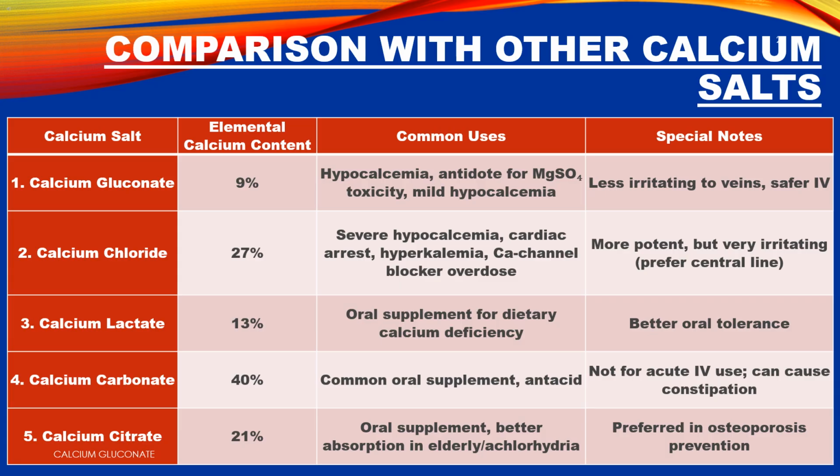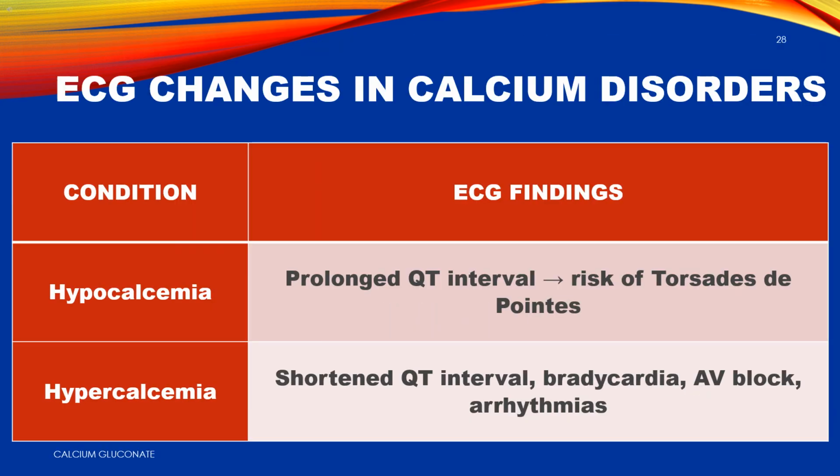5. Calcium citrate. Elemental calcium content, 21%. Common uses: oral supplement, particularly beneficial for elderly patients or those with achlorhydria, low stomach acid. Special notes: preferred in osteoporosis prevention due to better absorption in certain patient populations, making it a good option for long-term calcium support.